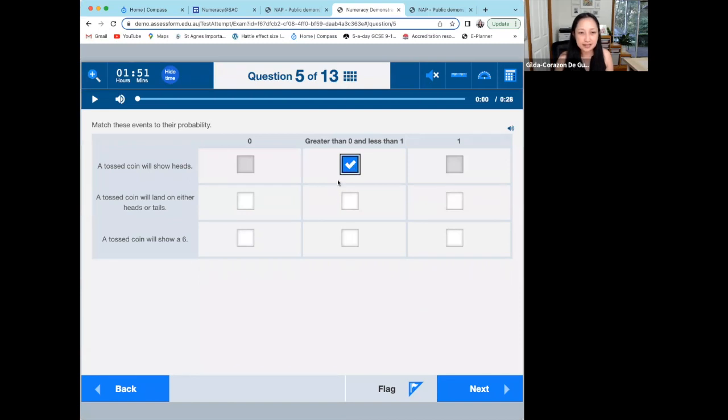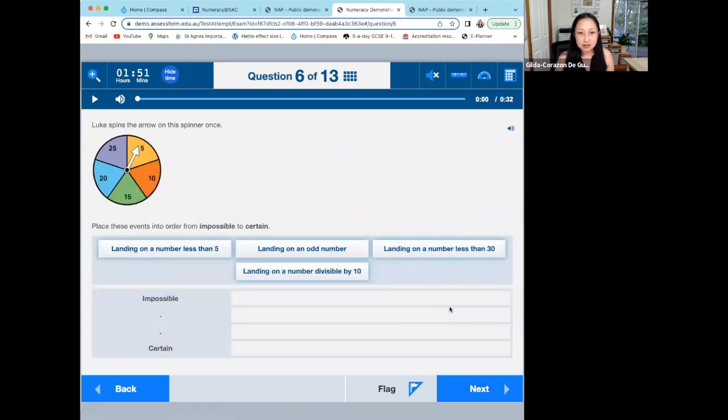A tossed coin will land on either heads or tails. So it's either heads or tails, and therefore that would be 100%, it's certain that it will happen. A tossed coin will show a 6. There is no 6 in tossing a coin, and therefore that is impossible. The probability would be 0. If you try clicking on another box, it will not let you do that. Again, this is a box because you have to tick more than 1. So let's go to the next one.